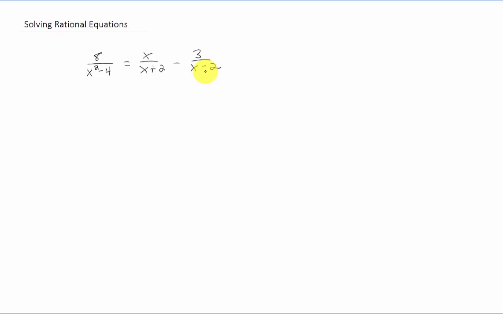Now that we've discussed how to simplify rational expressions, we're ready to start solving rational equations. Rational expressions and rational equations look pretty similar, except in the case of rational equations, you have this equal sign. You have something on either side of the equal sign. And the goal with rational equations now is to solve for the variable, in this case x.